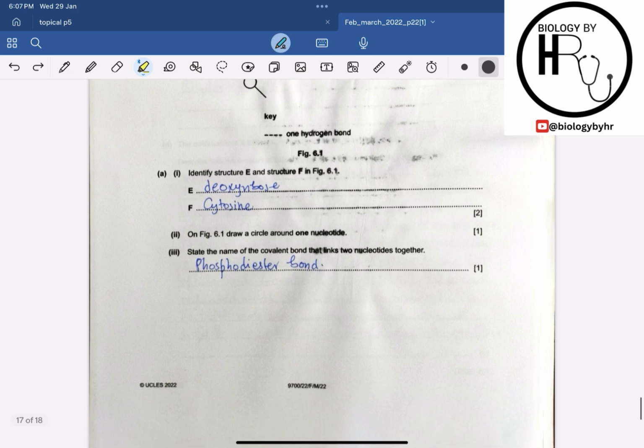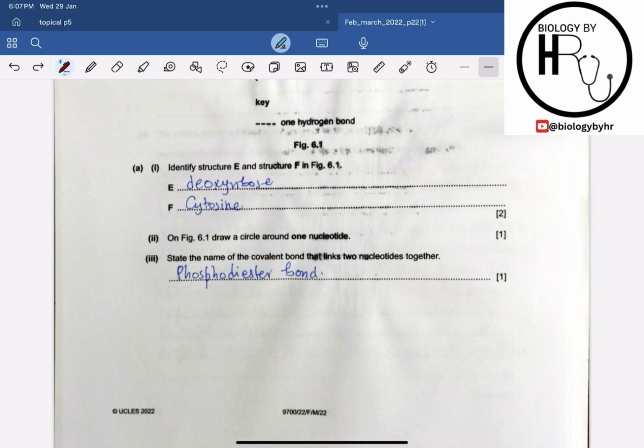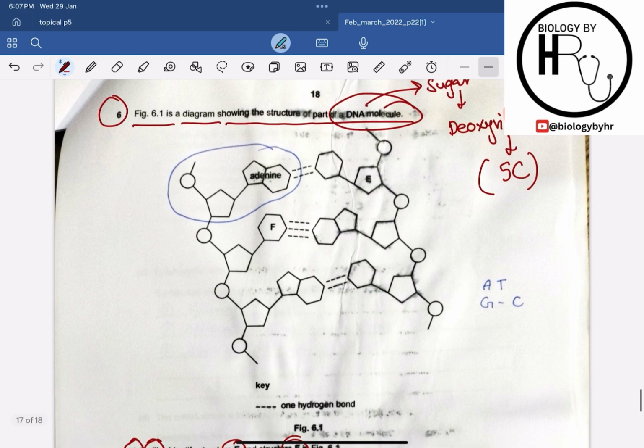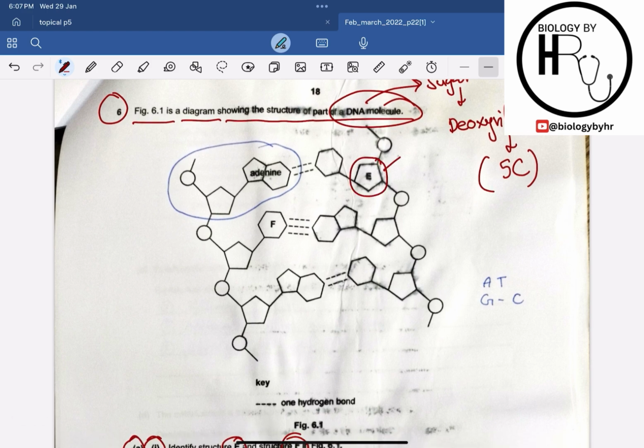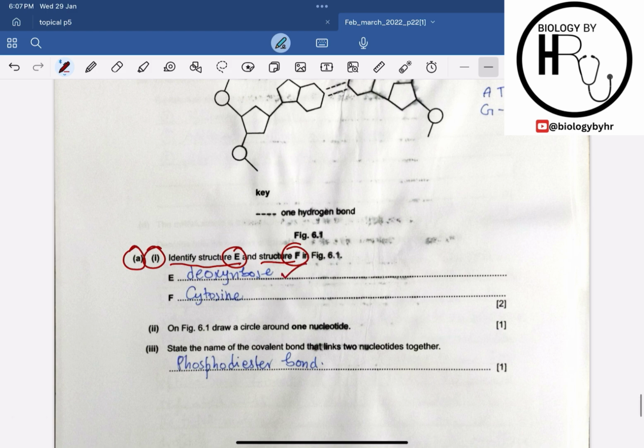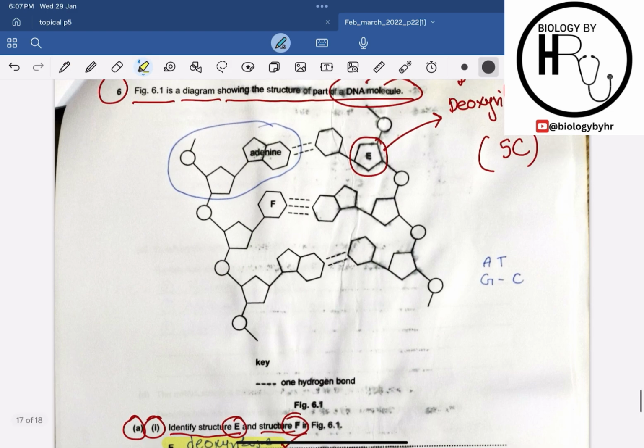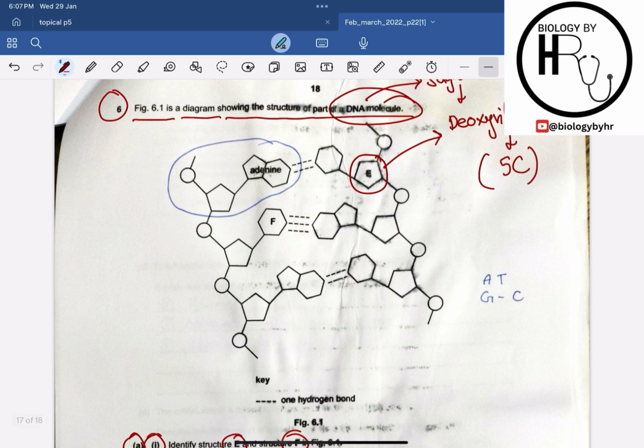Now let's look at what they are asking us in the question. In part A1, they are saying identify the structure E and the structure F. The structure E is definitely the sugar, and we know that it is a deoxyribose sugar. Why? Because it is a DNA molecule, right? Because they are talking about a DNA molecule, we know the rule about base pairing: adenine will pair with thymine with 2 hydrogen bonds, right? And guanine will pair with cytosine in the presence of 3 hydrogen bonds, right? So it is a very good way to identify.